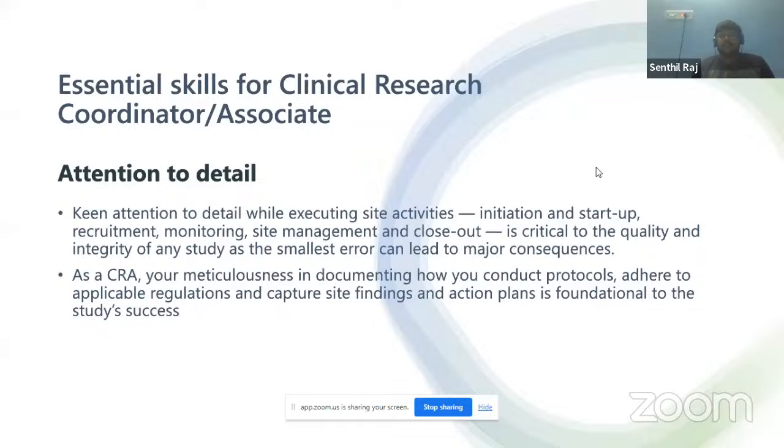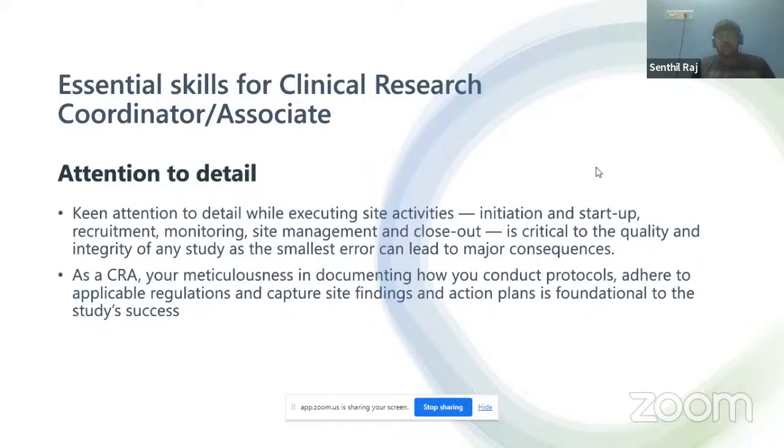And every time we visit, we have to train them on some of the GCP guidelines or some of the practices they are following, and we have to question them. These small activities will establish a good relationship with the site. Once you establish that, you will be getting a good amount of clinical research data.